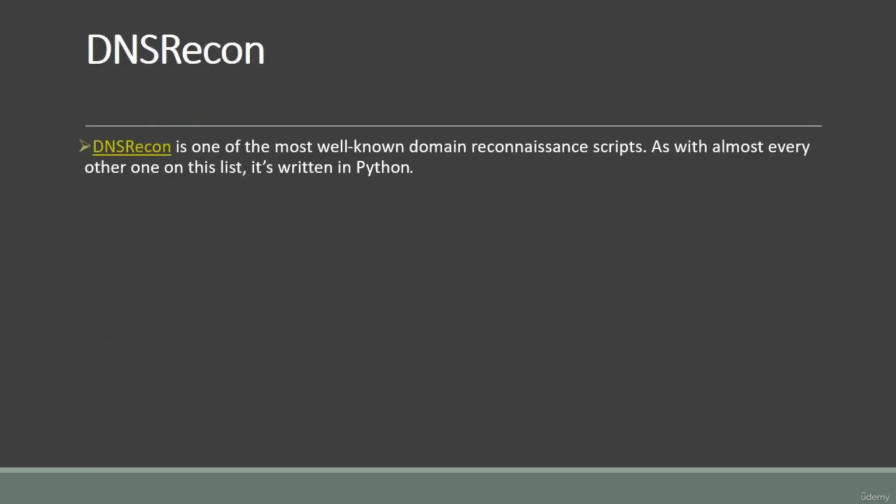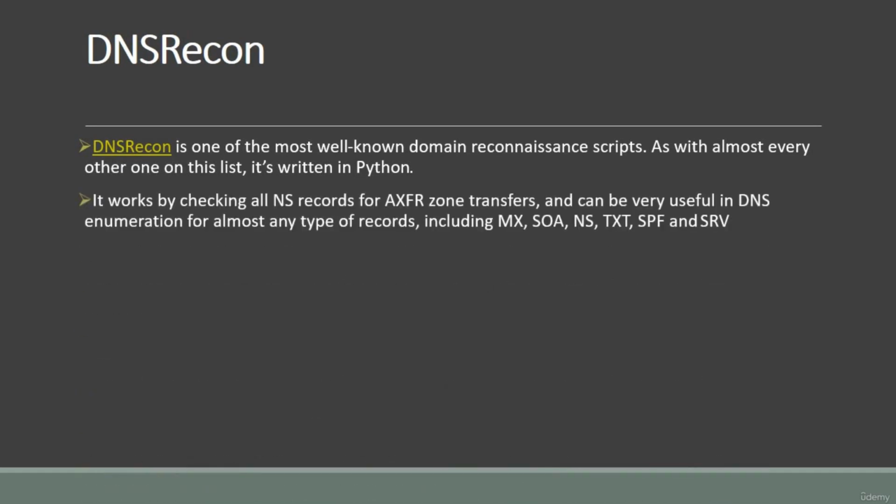We have the second last, DNSRecon, which is one of the most well-known domain reconnaissance scripts. Like almost every other one on the list, it's written in Python. It works by checking all NS records, meaning name server records, for AXFR zone transfer. This AXFR zone transfer I will explain in the video on subdomain takeover, how you can do a subdomain takeover. There I will tell you what is NS, what is CNAME, what is AXFR, all those things.